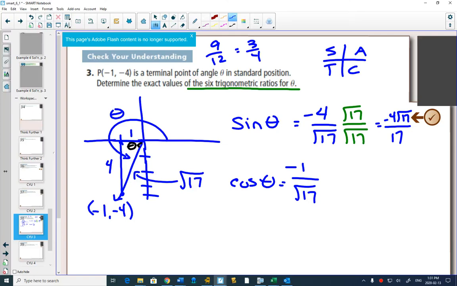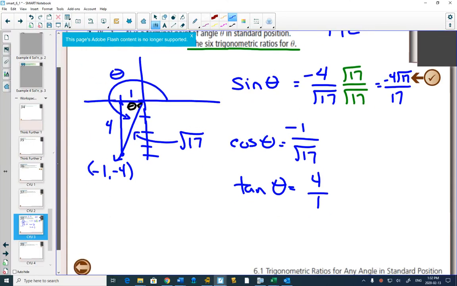Next, we have to find tan of theta. And tan of theta would be opposite over adjacent. 4 over 1, you wouldn't have to write the over 1. And it's in quadrant 3. Does it make sense that tan would stay positive? So those are our primary trig ratios.